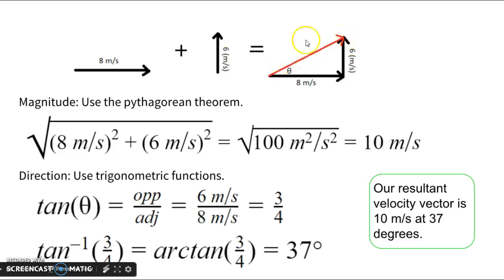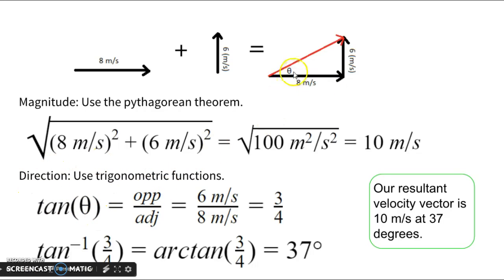We can find the size of this vector by using the Pythagorean theorem. We can take the square root of our 8 meters per second squared, added to our 6 meters per second squared. Let's rearrange the Pythagorean theorem to solve for our hypotenuse, and in doing so, we get 10 meters per second as our result, the magnitude of our resultant vector. You can also use the trick that this is a 6, 8, 10 triangle. That's fine too.